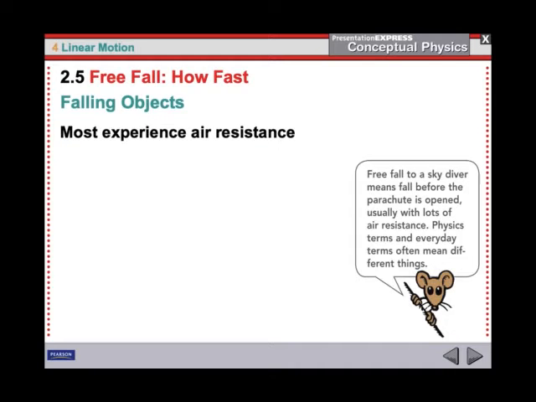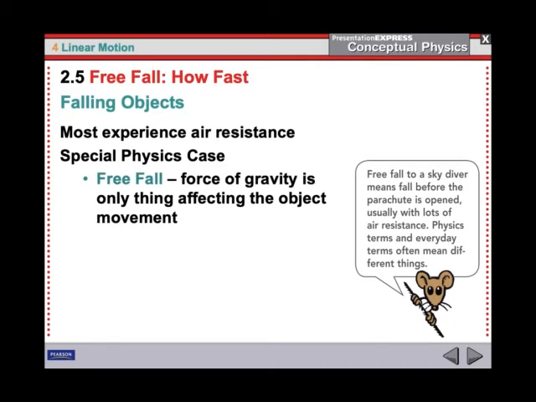So, falling objects. Most falling objects in the real world experience air resistance. They move through the air, there's a little bit of friction with the air, and it slows them down a wee bit. Well, that's not really good enough for physics people, because sometimes they like to talk about how objects fall without that air resistance, because the air resistance adds a little bit more difficulty. So the special physics case is free fall.